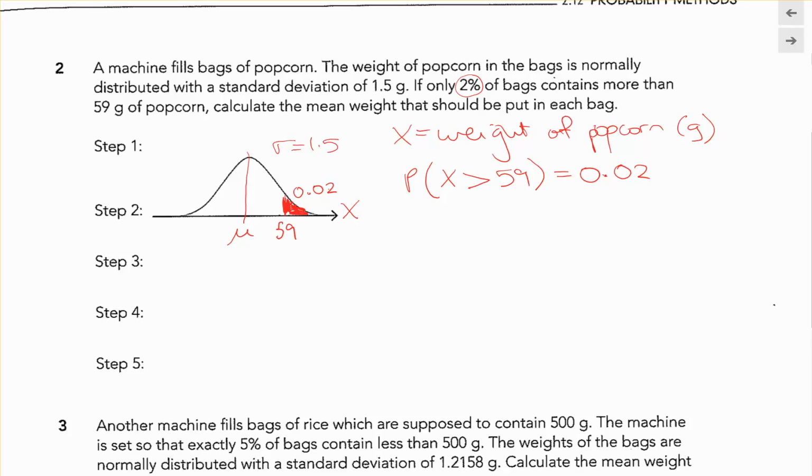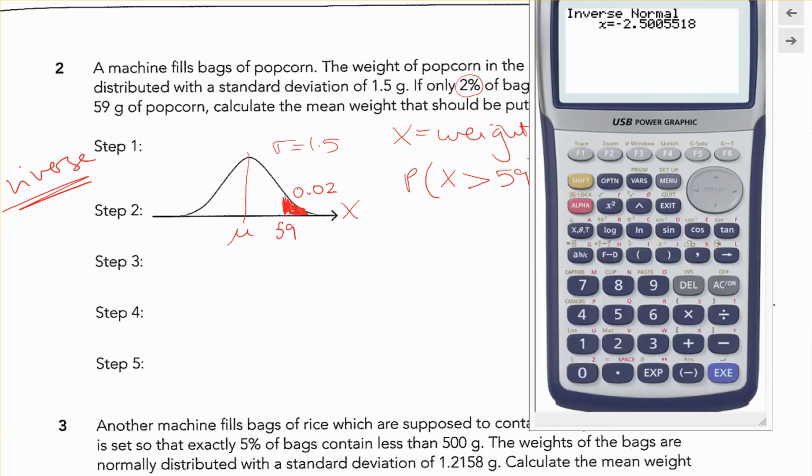0.02. Right, so once again I've got my answer, I've got the probability, so this sounds like an inverse problem. So we find our calculator. This time we want a right tail. The area is 0.02. Standard deviation is 1.5. And when I get to this stage, once again, I'm looking for a mean. I don't know the mean, can't put it in.